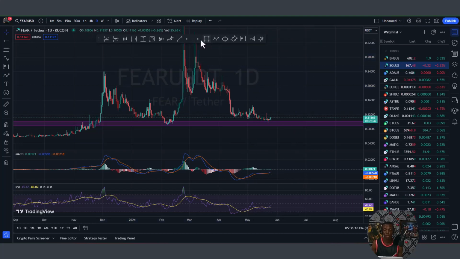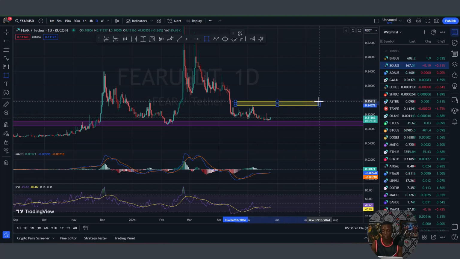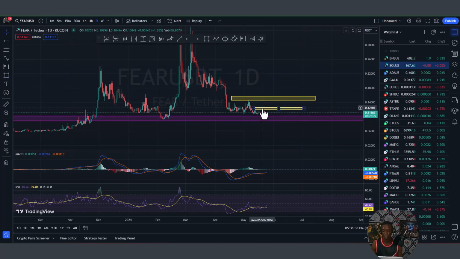Okay, so if we take our support and resistance block and draw here, as you can see, we have a resistance level here. Okay, and we also have a resistance level here. Yes, so right here, at this particular point right here. So we'll be expecting this to break this particular resistance level like this.